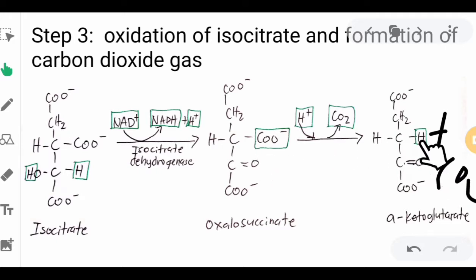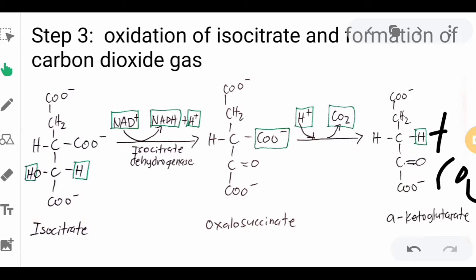You now have the hydrogen from the hydrogen ion, and the CO2 will be exhaled in the breathing process. The carbon dioxide gas that we exhale during breathing came from this step, from the citric acid cycle. And then what will happen next? You now have the alpha-ketoglutarate. This is the product that you have, plus carbon dioxide gas.